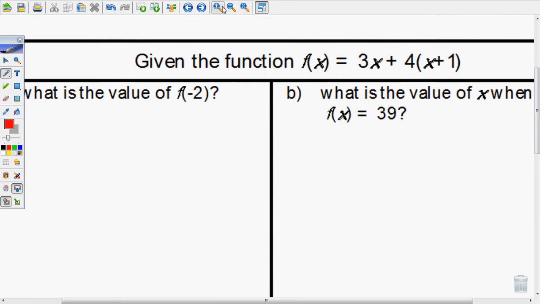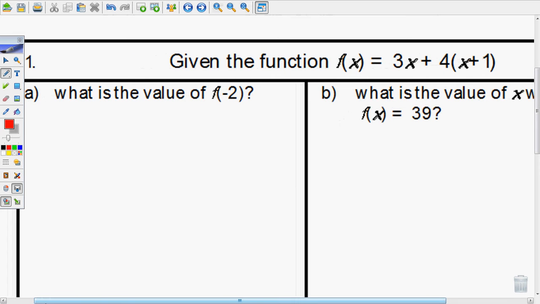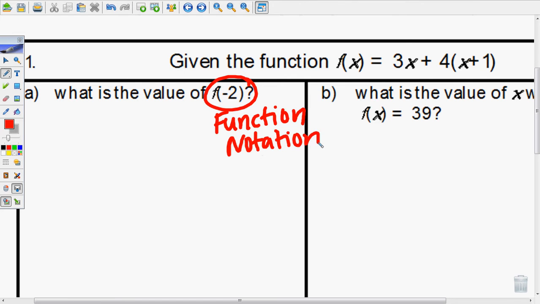So, starting off with this problem, we have the given function f of x equals 3x plus 4 times x plus 1. Okay? That's a pretty lengthy function, right? On our example A, it wants us to find the value of f of negative 2. This is called function notation. Because it says f of negative 2, we know that it is function notation. Can anyone remember what function notation is telling us to do?